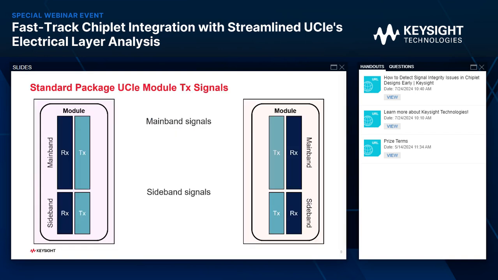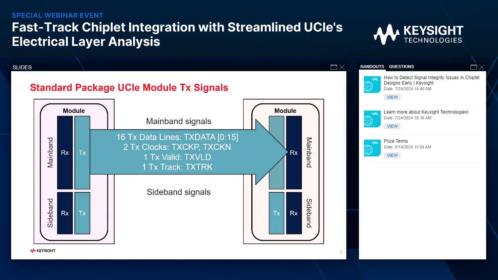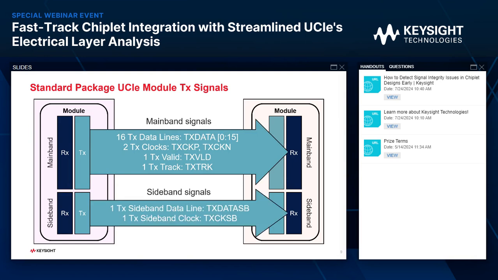Here is a quick showing of what the signal will look like in the standard package. For the main band signals, there are 16 TX data lines, 2 TX clocks, 1 track for valid, and 1 track for track. For the sideband signals, these are signals where we do link training and configuration. 1 for the data and 1 for the clock. Also, the power, always on power, and I/O supplies are also in the sideband signals.